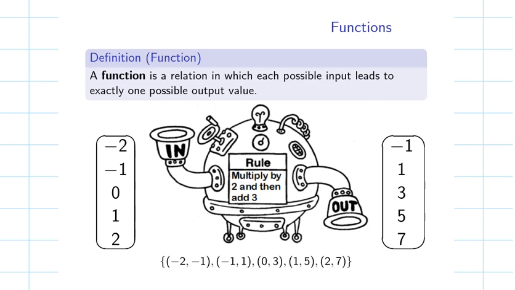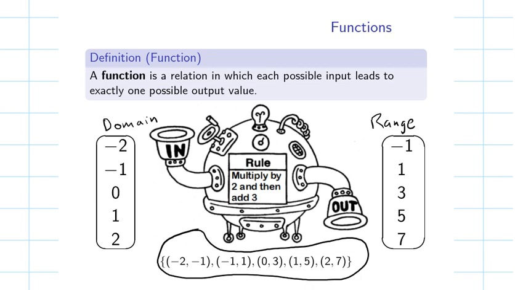And that's what it is. A function is a relation, but each possible input, every one of the inputs, leads to exactly one output value. And so this was the domain from the last function, f. Here's the range. And it wasn't just a random set of ordered pairs. There's actually a rule to it. The rule was that you would multiply by 2 and add 3.